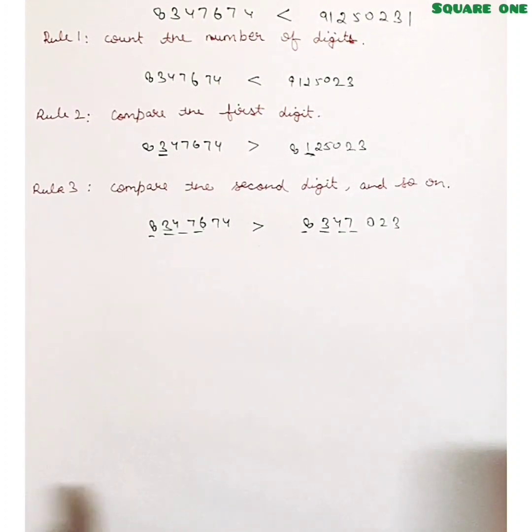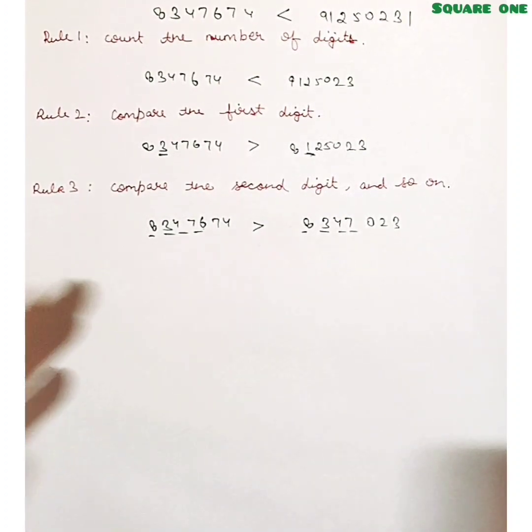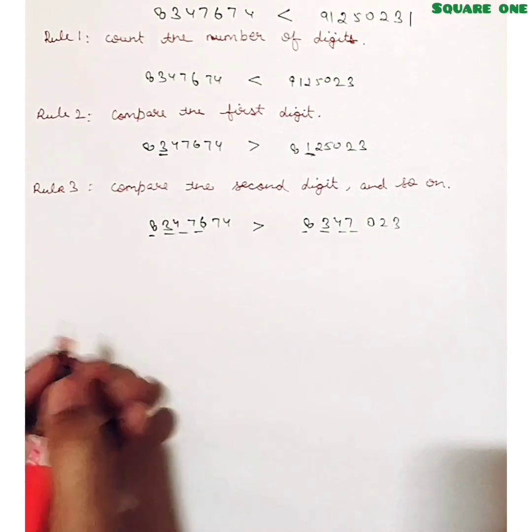We count the number of digits. If the number of digits are the same, we compare the first digit. If the first digit is also the same, we compare the second digit, and we keep going on in this way.